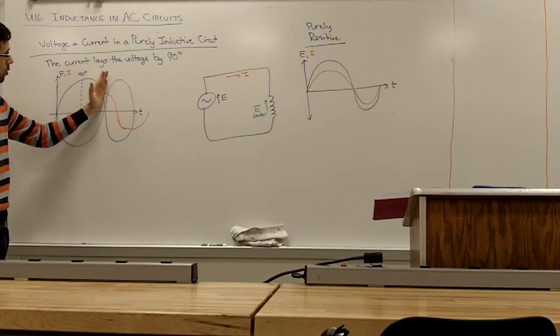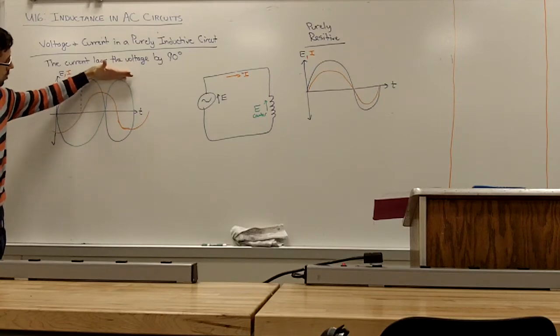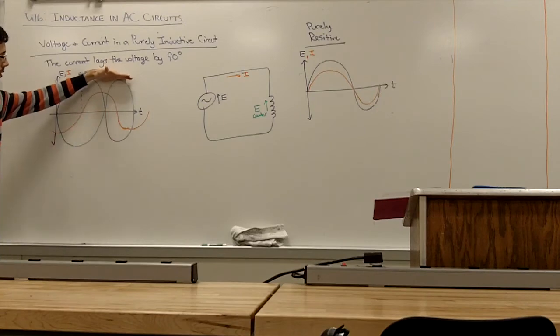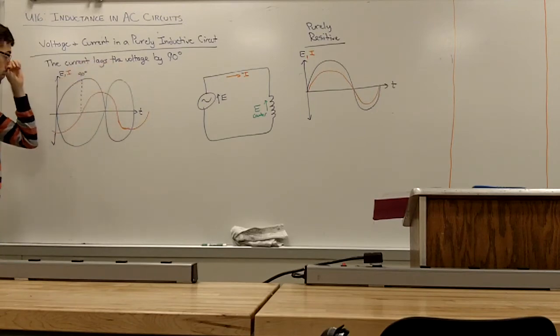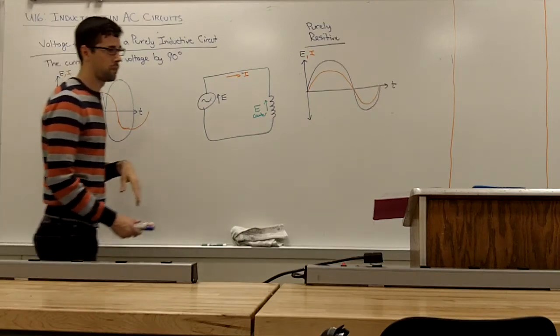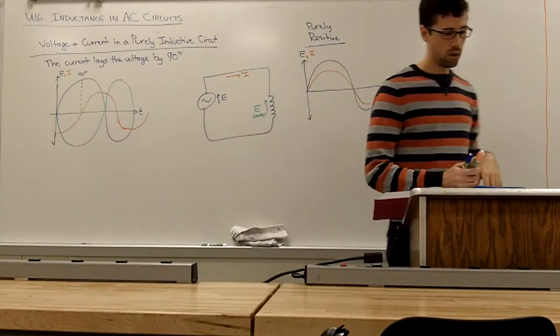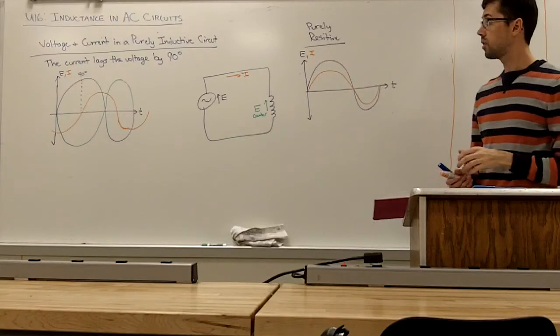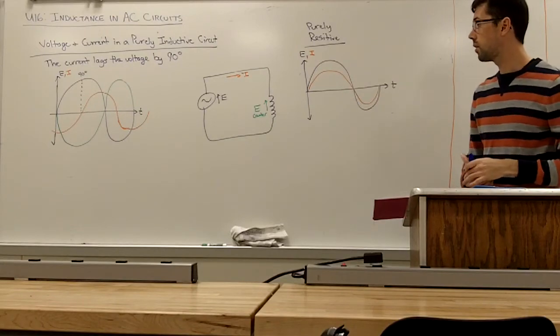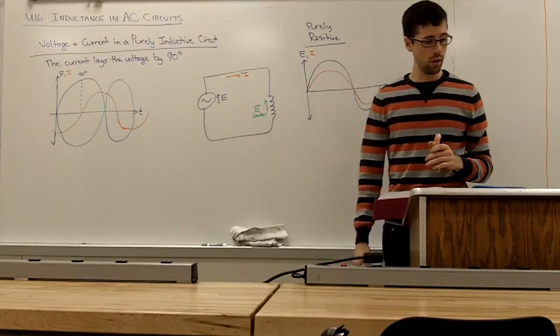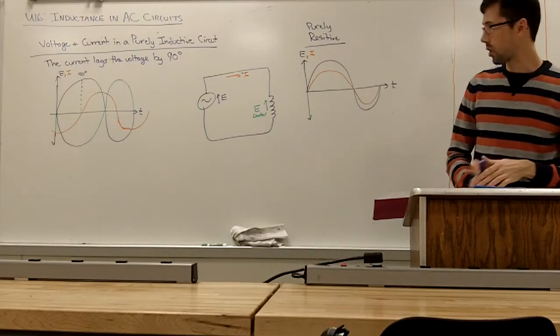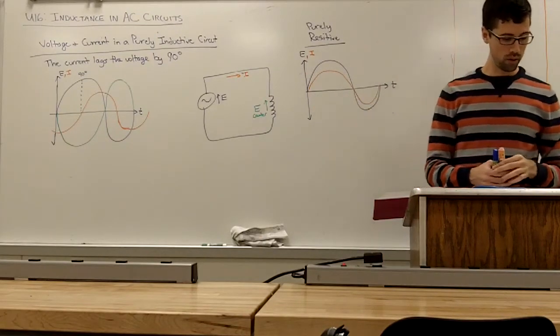I keep going, I hit a zero slope on my induced voltage, and I have zero current in the circuit. And so that is how current behaves in a purely inductive circuit. Its value is based on the rate of change of the induced voltage or counter voltage from the inductor.